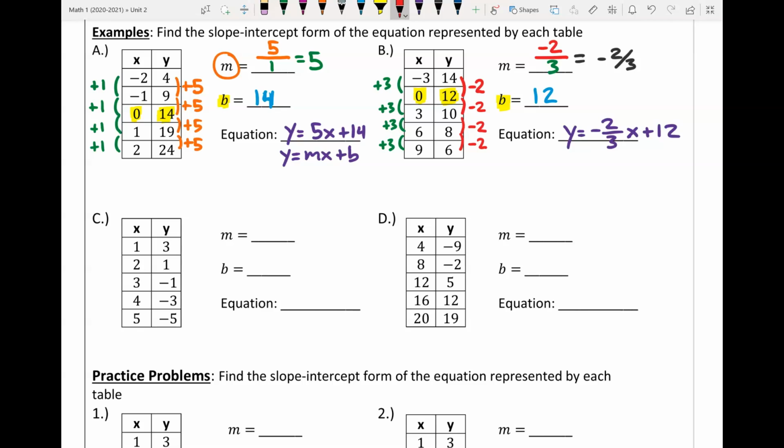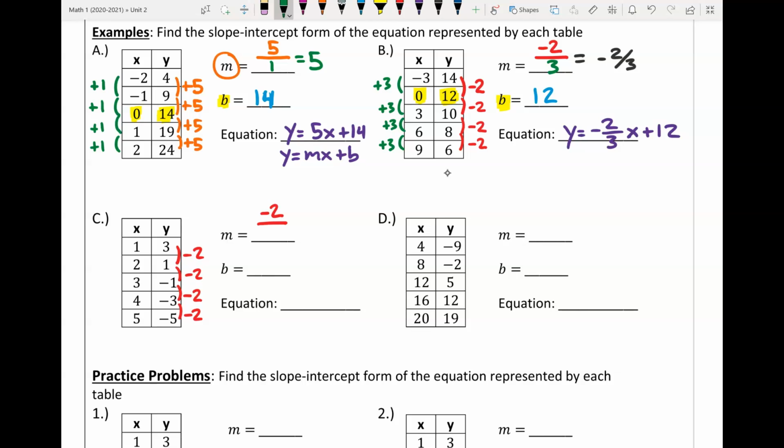So again, slope, we start by looking at the change in the y values. So what is the change in my y values? 3 to 1, that looks like we're going down by 2 again. 1 to negative 1, yep, minus 2, negative 1 to negative 3, minus 2, negative 3 to negative 5, minus 2. So my change in my y values is negative 2.